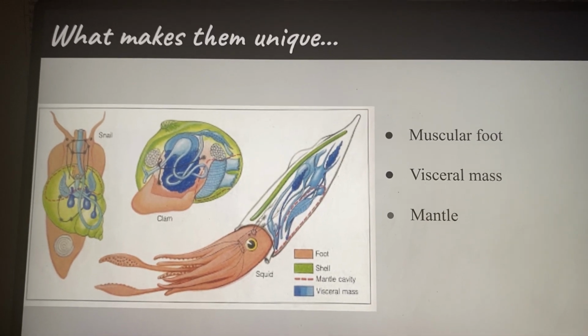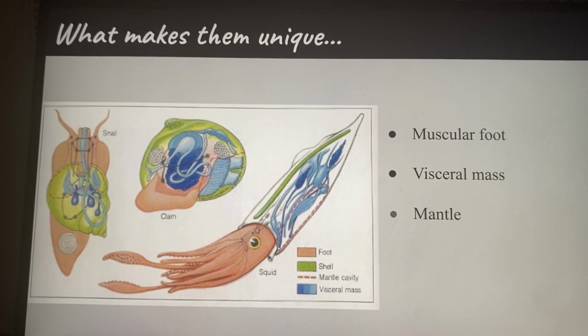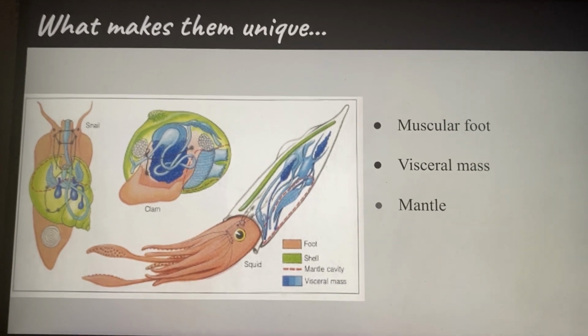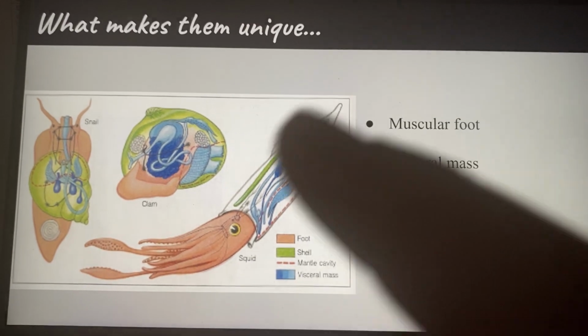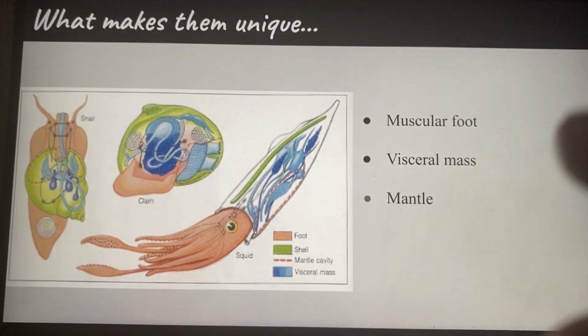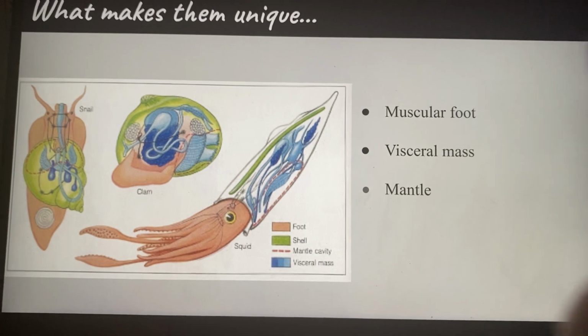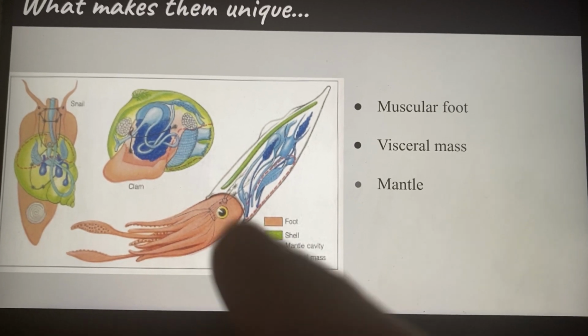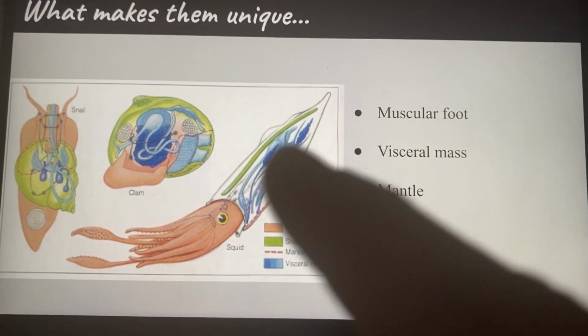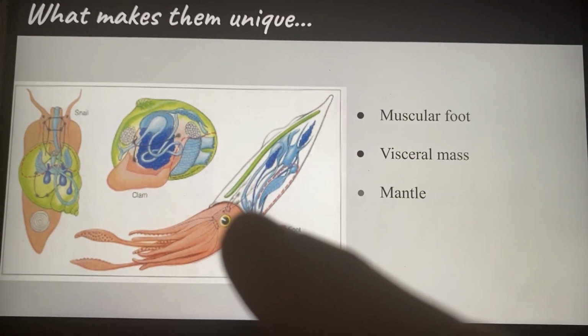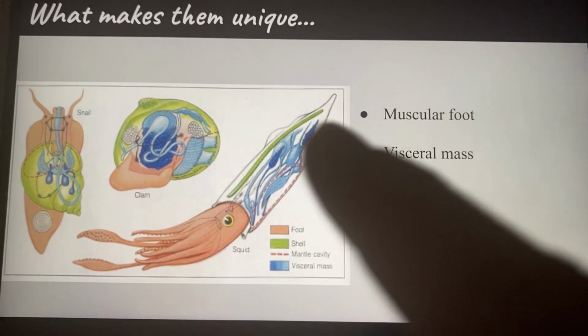And then lastly, we have the mantle. A mantle is a folded tissue that drapes over the visceral mass and secretes a shell if one is present. So not every mollusk has a shell, and if they do have a shell, sometimes it's very small. For example, a squid still has a mantle. It's the green part right here on the side of the squid. And as you can see, it's very small.